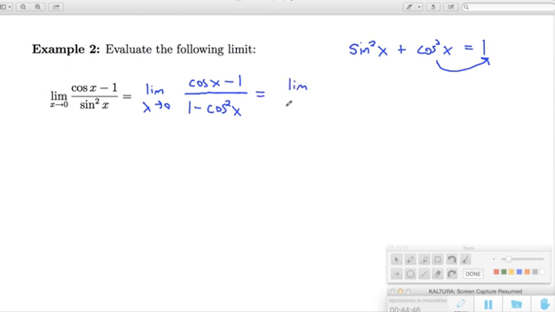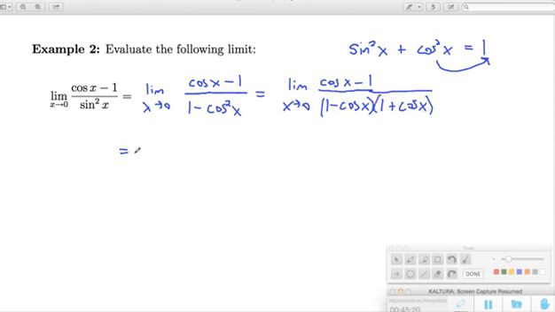Well, we still haven't fixed the 0 in the denominator problem though, so we've got to keep going. Remember that cosine of 0 is 1, so we still have the same problem. We haven't fixed anything yet. But if you'll notice that denominator, again, is a difference of perfect squares. So it does factor into 1 minus cosine of x times 1 plus cosine of x.